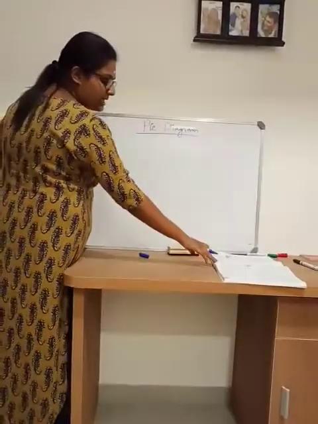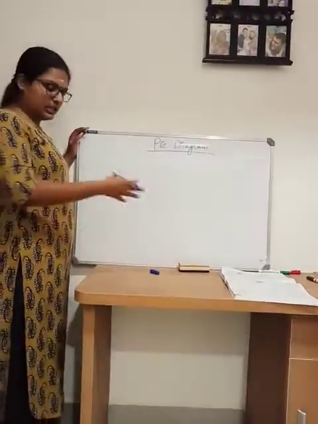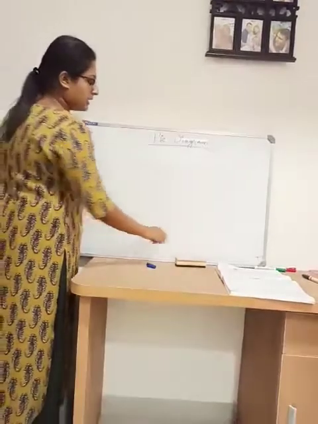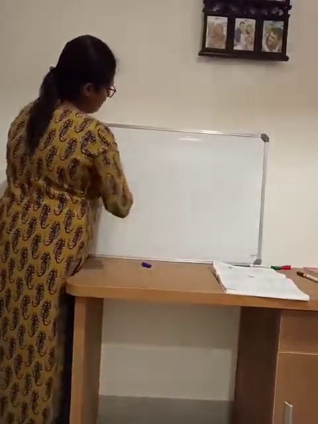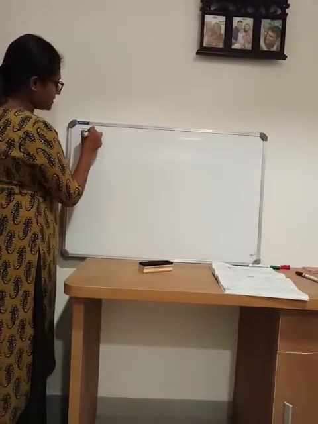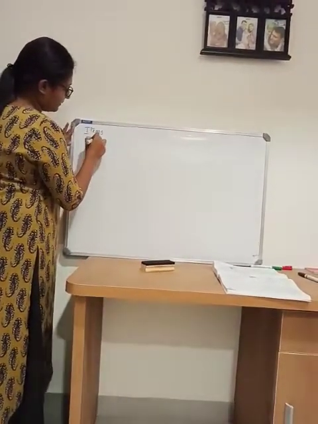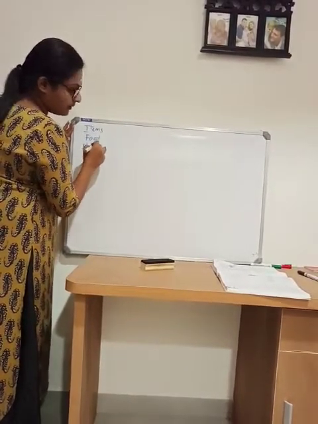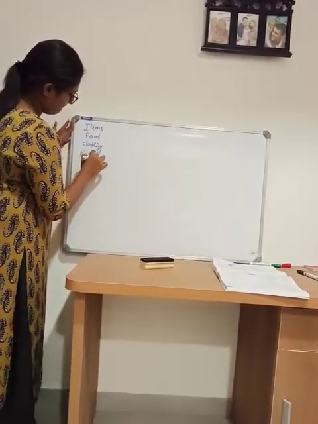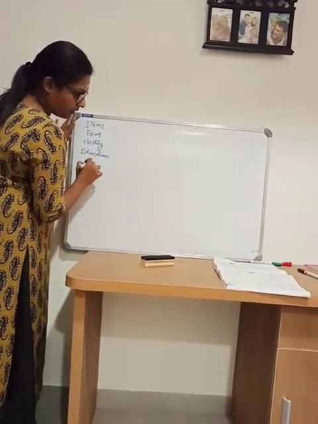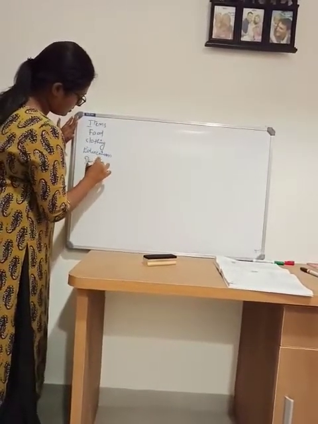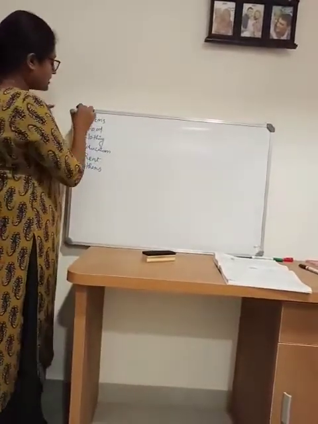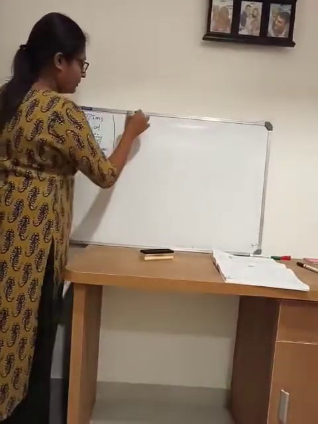The monthly expenditure of a family is given in a tabular representation, and you have to convert it into a pie diagram. So I am taking a table here. Items: food, then clothing, then education, rent, others. These are the things given here. This is the monthly expenditure of a family.